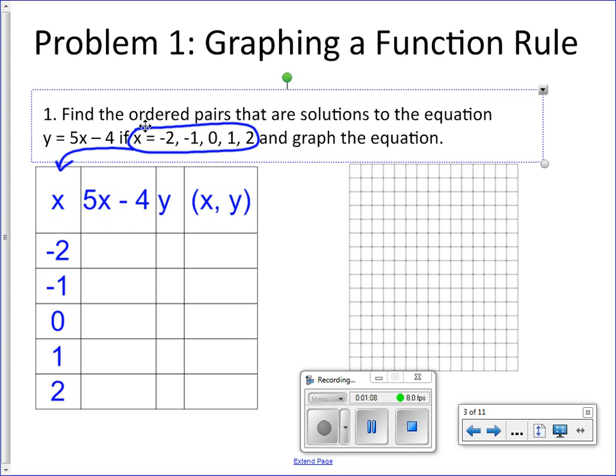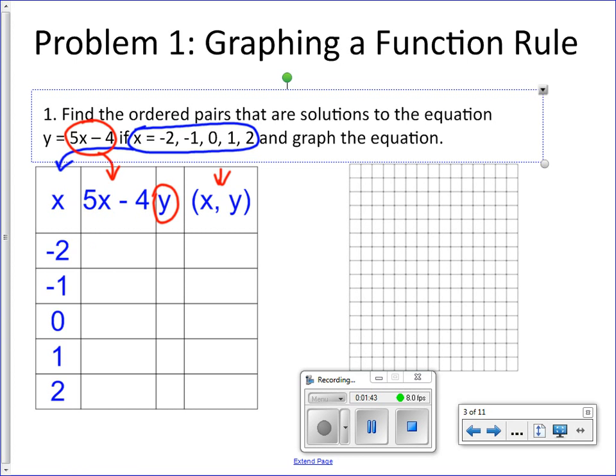Also, you will notice that the function rule, y equals 5x minus 4, and all we need is that part of it, 5x minus 4, goes right here. And then when we evaluate that expression, we get our y, and then we have a column here to put our x and y ordered pair. All right, so here we go.